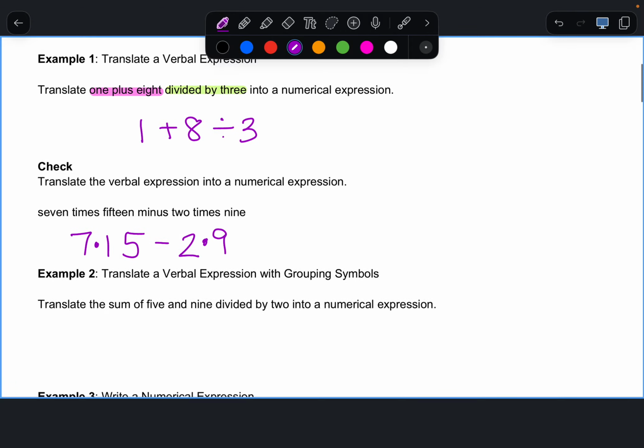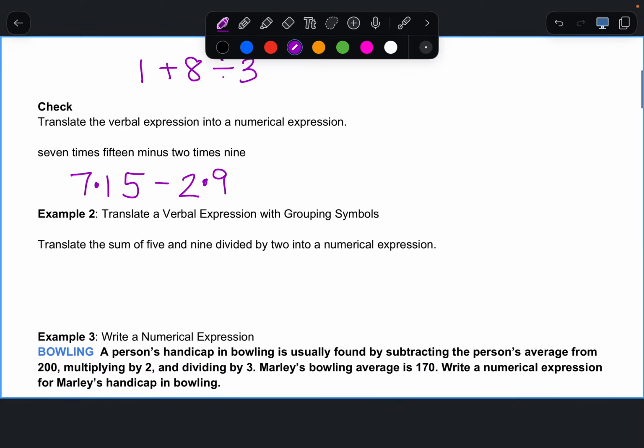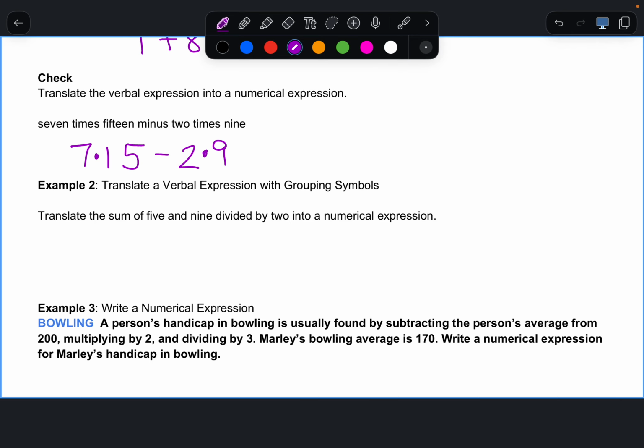A person's handicap in bowling is usually found by subtracting the person's average from 200, multiplying by 2, and dividing by 3. Marley's bowling average is 170. Write a numerical expression for Marley's handicap. I'm going to give you 30 seconds. You and your elbow partner talk it through and decide what you want to write.